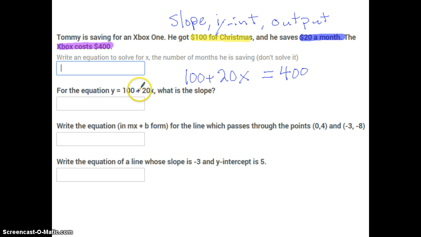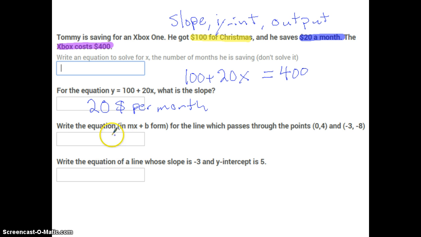For the equation y equals 100 plus 20x, well, looky here, it's exactly the same equation as we had earlier. Y equals 100 plus 20x, what is the slope? Notice that, again, I've switched the order here. The coefficient, the thing multiplying the months, guys, this just makes sense, okay? $100 you get for Christmas, plus you get $20 every month. So you multiply it times the number of months. And that means this number here is the slope. So the coefficient is $20 per month.